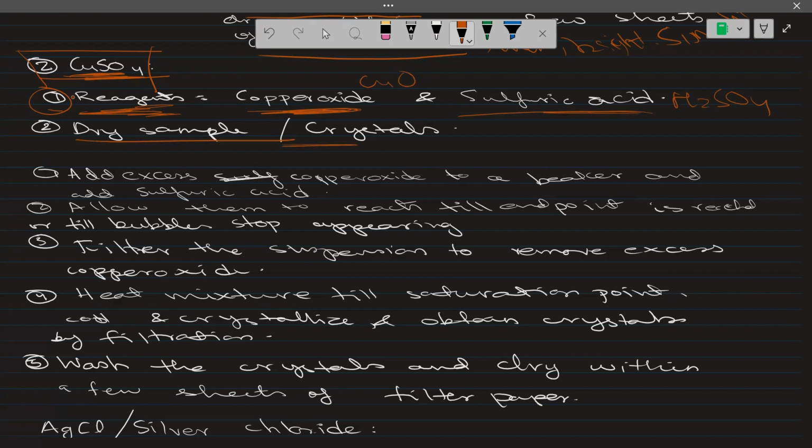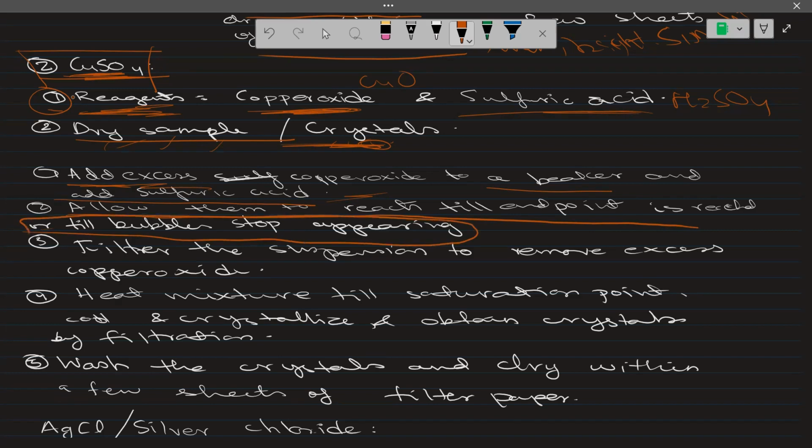Now, if it's asked as a dry sample or crystal, let's do it for crystal. So add excess copper oxide to a beaker and add sulfuric acid. Then allow them to react till the endpoint is reached, or till bubbles stop appearing. These are very basic points, but they earn a lot of marks.